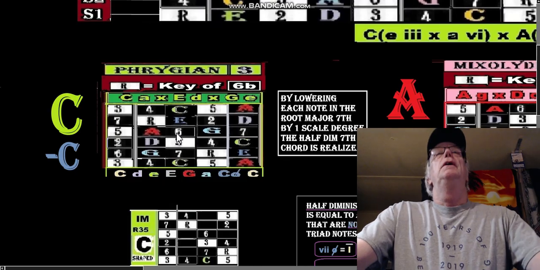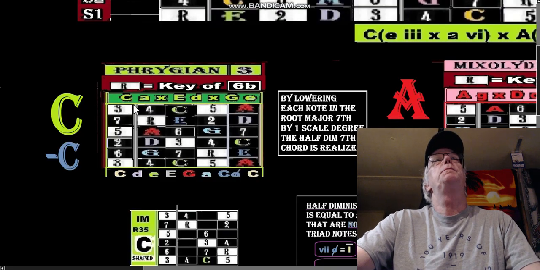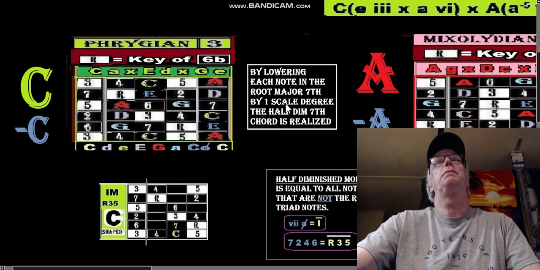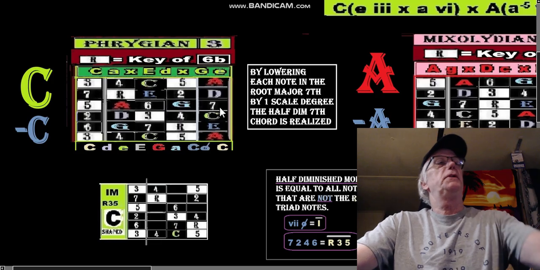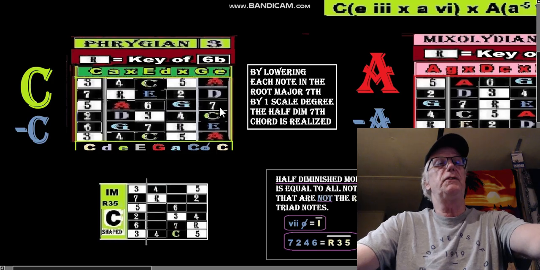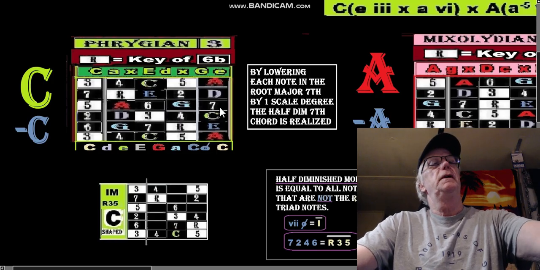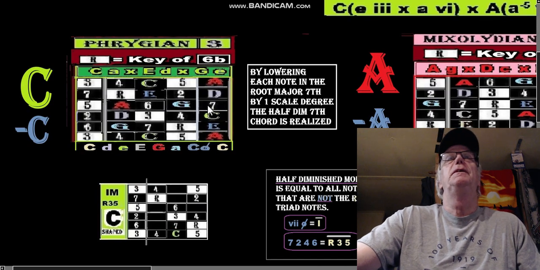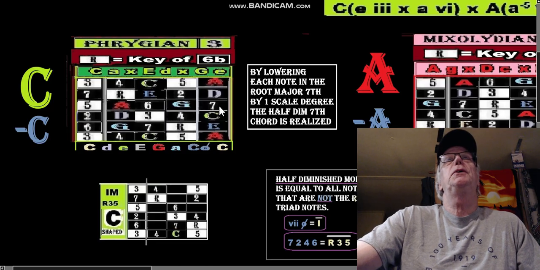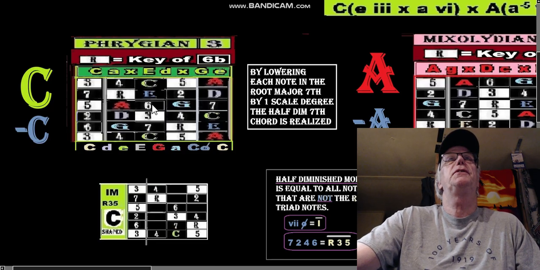Okay. So the first method is by lowering each note in the root major seventh by 1 scale degree, the half diminished seventh chord is realized. Remember, in the key of C, the B, or the seventh, is the root of the seventh mode. So that one's kind of a double agent there, right? So we're going to take the 7 to the 6. The 6 is going to be within the playable.